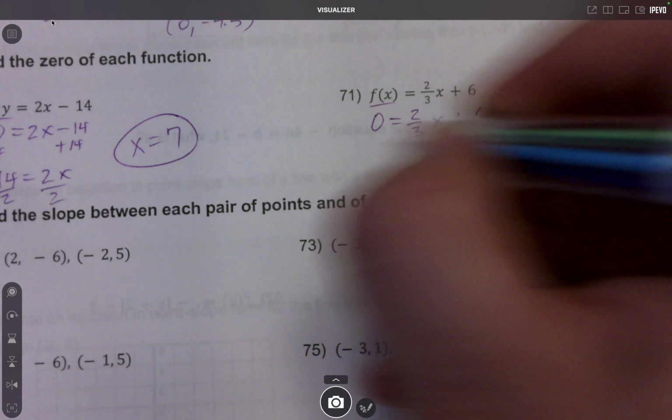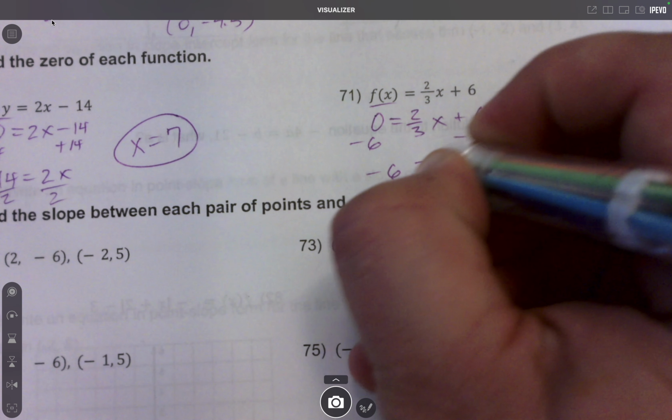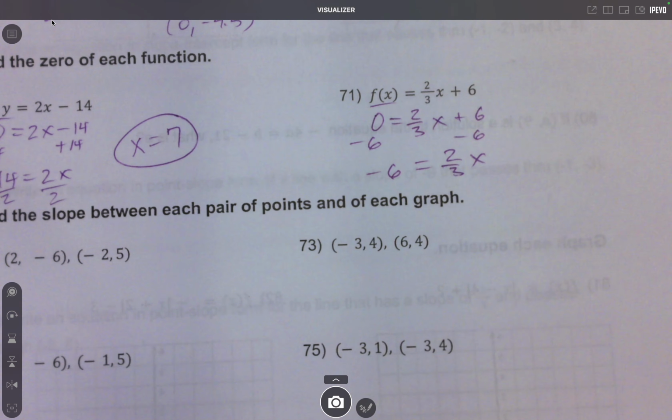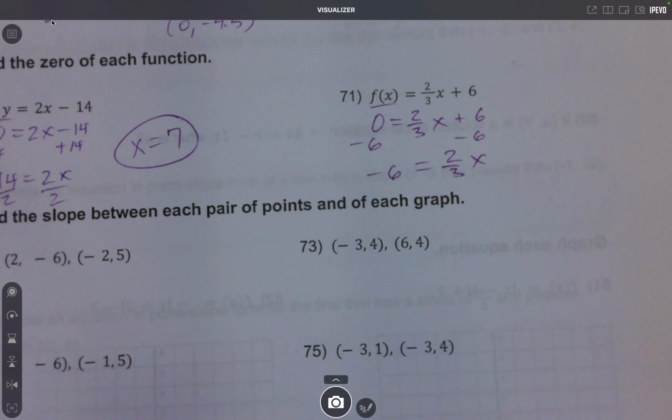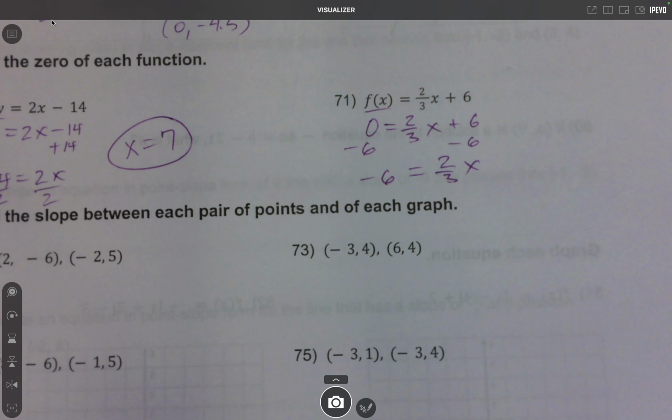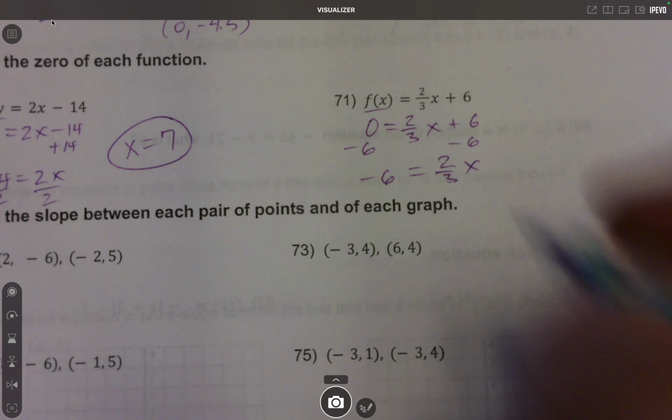So on this one, I'll subtract 6 from both sides and give me negative 6 equals 2/3 x. And like I did on a previous problem, you could do this in one step by multiplying both sides by 3/2, because that's the reciprocal of 2/3. But I'm going to do this in 2 steps. I'll multiply both sides by 3 first.